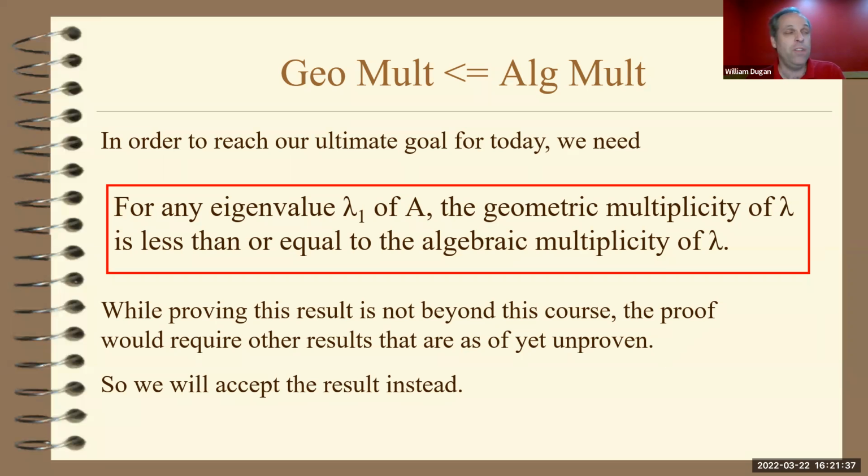So it winds up being that for any eigenvalue, its geometric multiplicity never exceeds its algebraic multiplicity. That is true for every single eigenvalue. Again, this is not beyond the course. You could prove this with what we have. That's just not worth our time, because I have to prove other results that we just completely don't need. So we're just going to accept it.